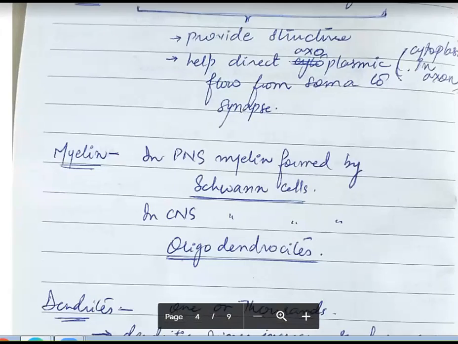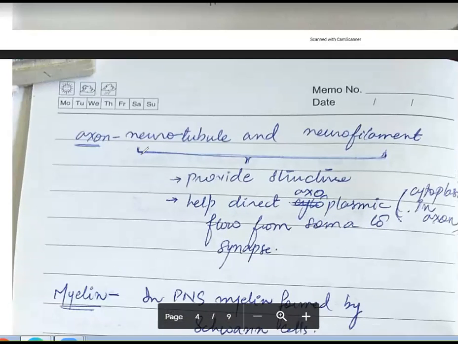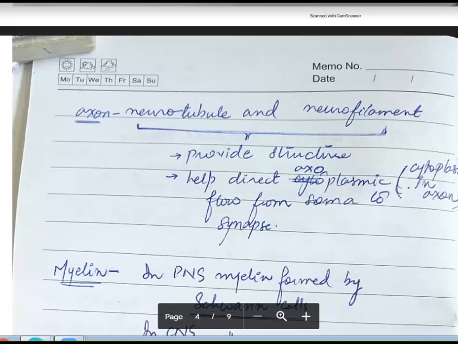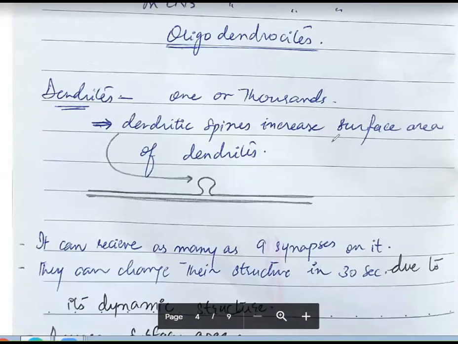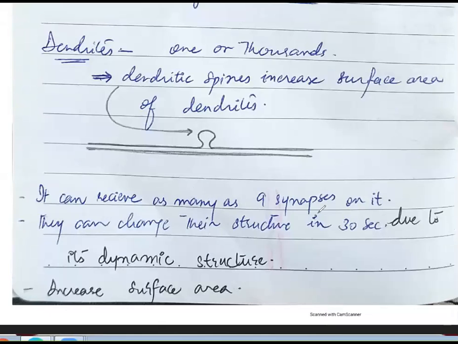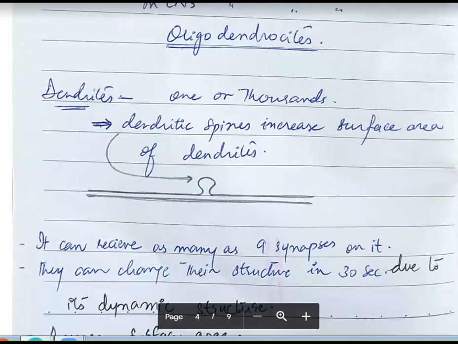Then what else do we have? The neuron axon has a neurotubule and it has a neurofilament. Okay, it provides a structure, helps direct axoplasmic flow from soma to synapse. That's what I have already told you. It carries impulses. Now here, I also told you regarding the dendrites. Okay, dendritic spines increase the surface of dendrites and it can receive as many as 9 synapses. Okay, they can change their structures every 30 seconds. So this is all about dendrites.